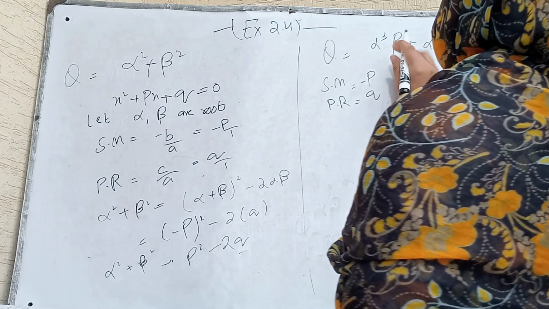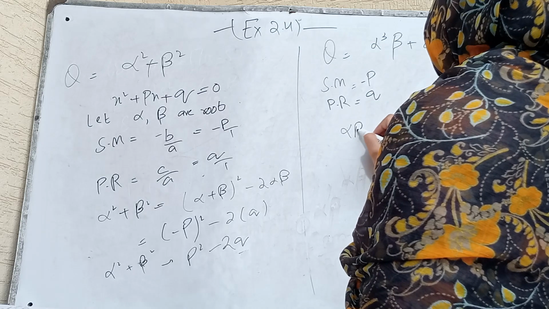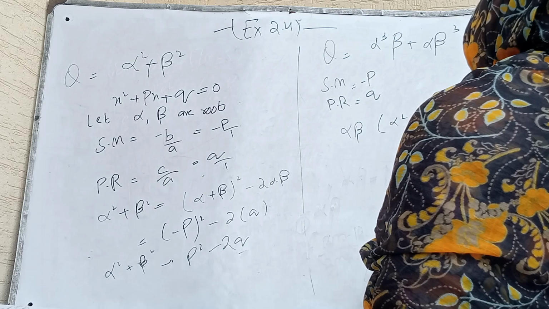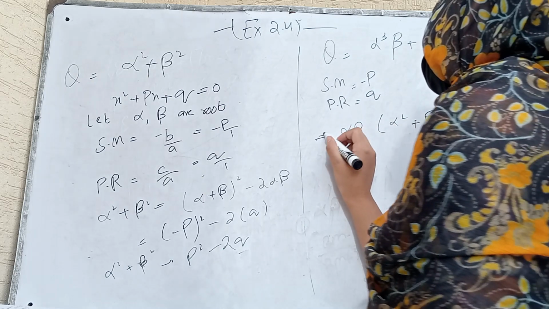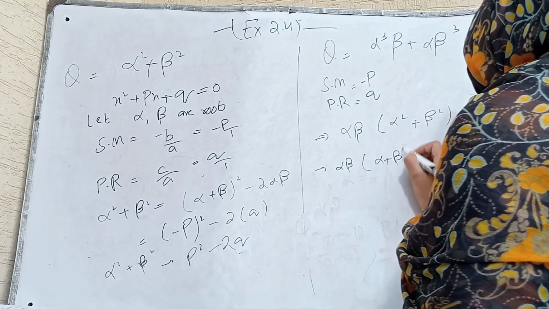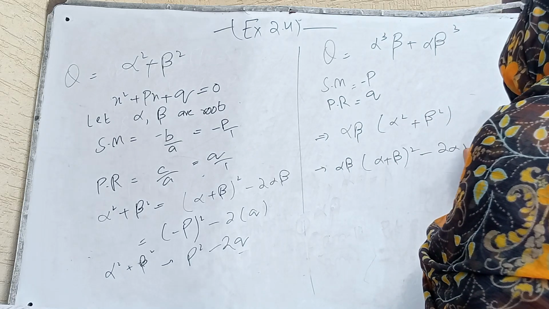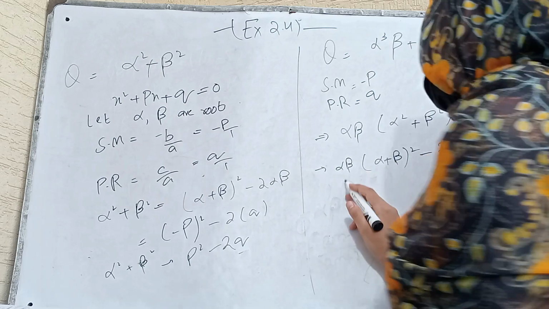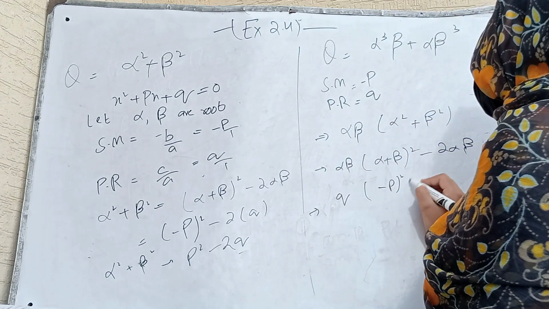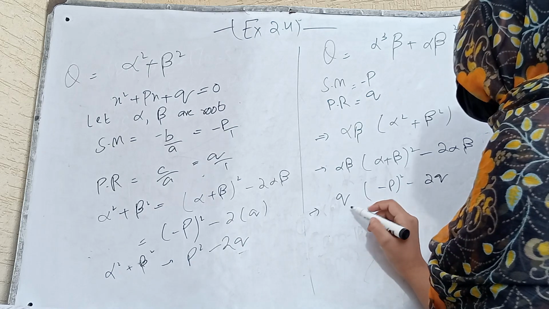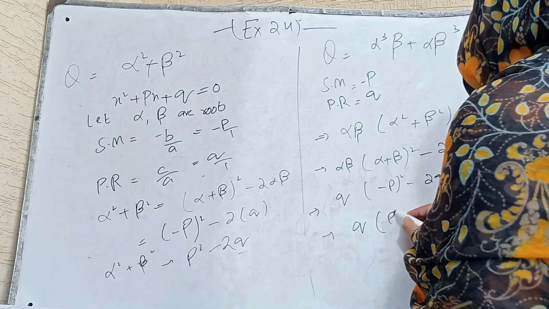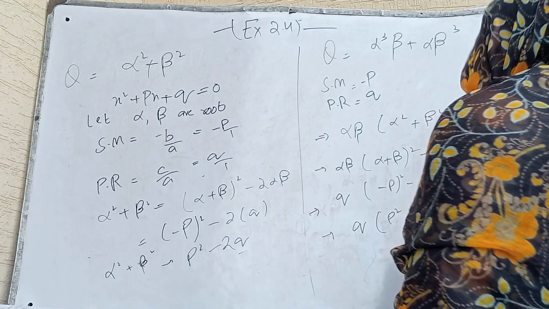So if we take alpha beta common, we have alpha square plus beta square remaining. So alpha beta as it is, and open the formula of alpha plus beta whole square minus 2 alpha beta. So alpha beta is equal to q, times minus p whole square minus 2 q, and the required answer is q times p square minus 2 q.